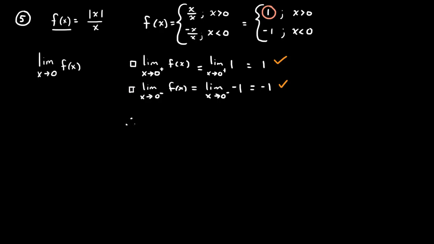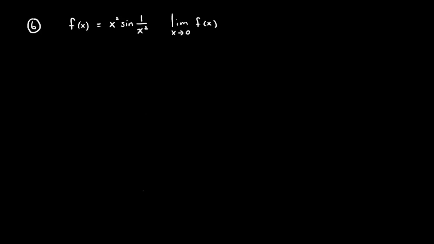And so, therefore, the limit as x approaches 0 of f of x does not exist. If you wanted to give the reader more information why it doesn't exist, you would give them this information above. But the final concluding statement is that the limit does not exist.